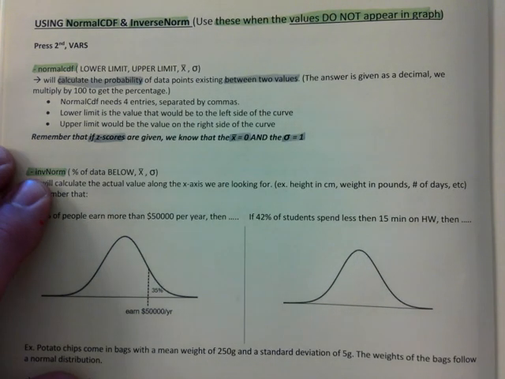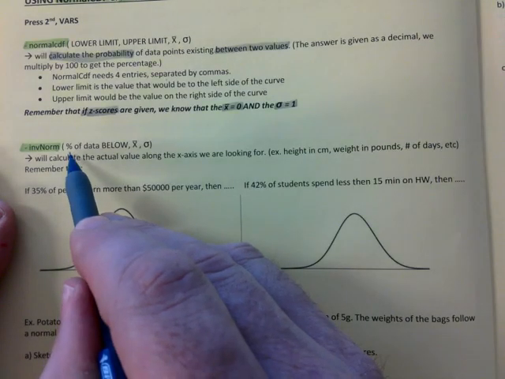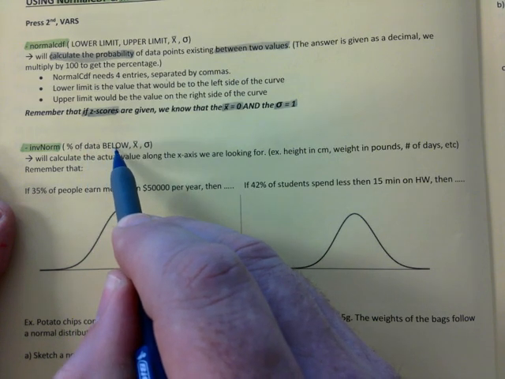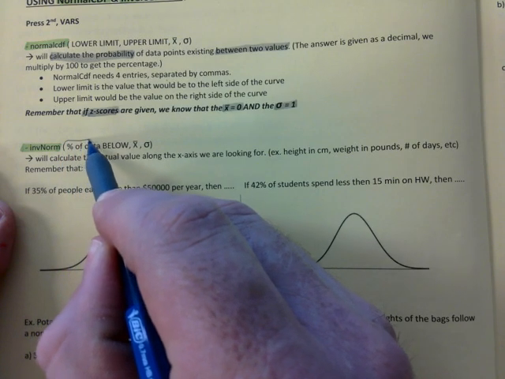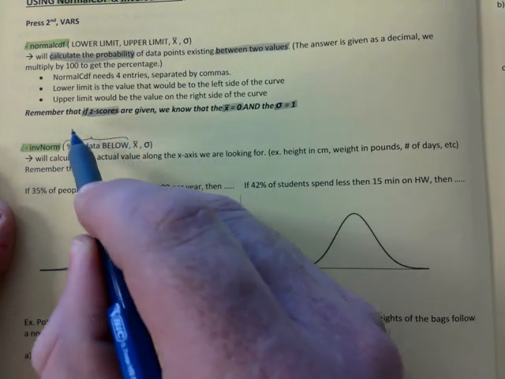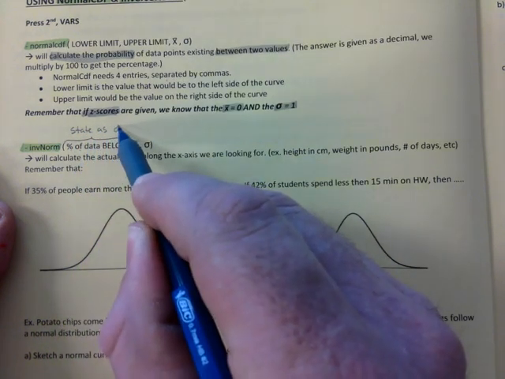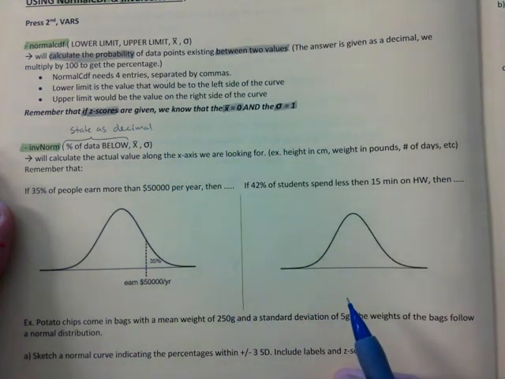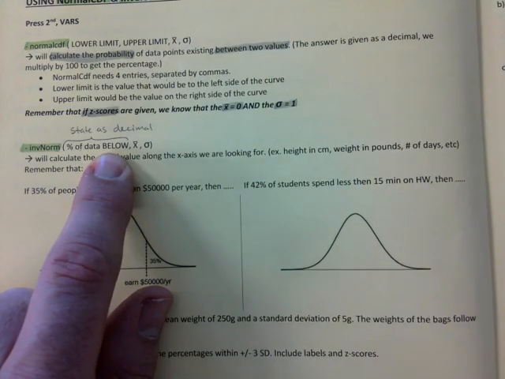So normal CDF gives you the percentage between the values in a curve. Okay. Inverse norm does the opposite. Watch what inverse norm does. It needs the percentage of data below, and I will make a little bracket here. You need to state it as a decimal. Okay. So percentage of data below the point.